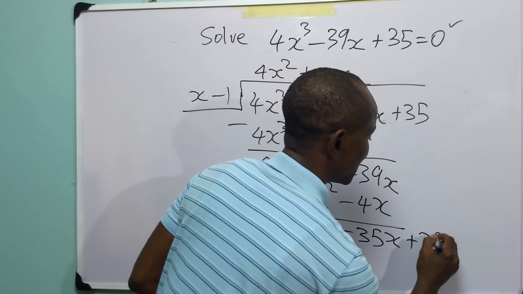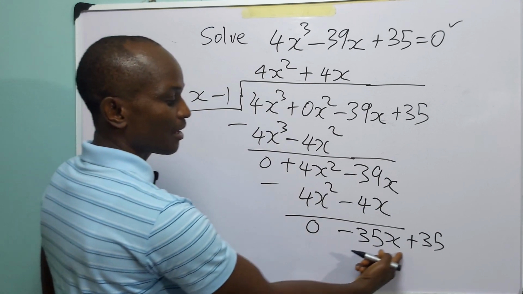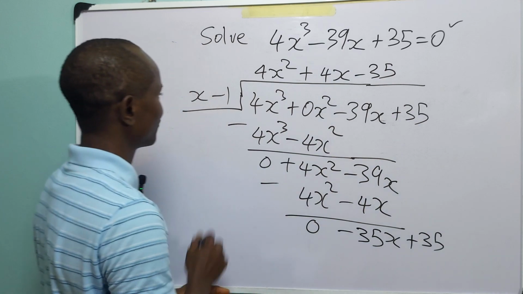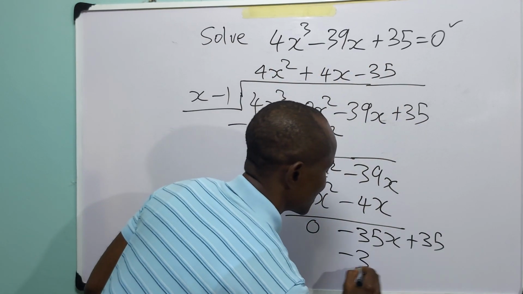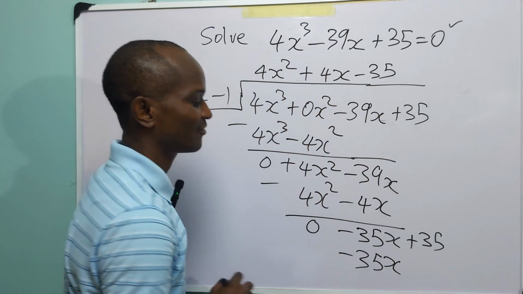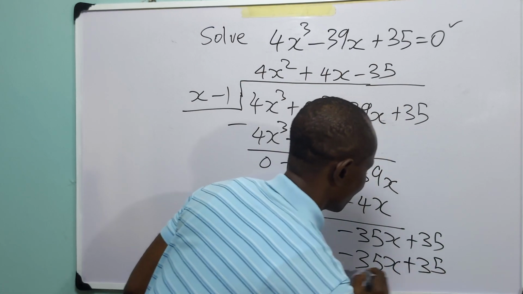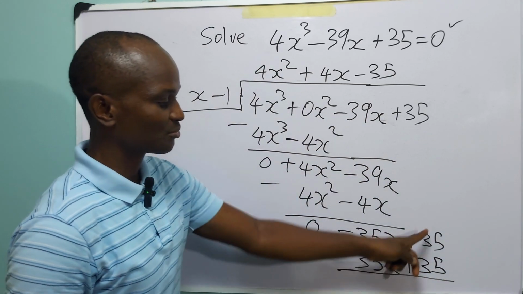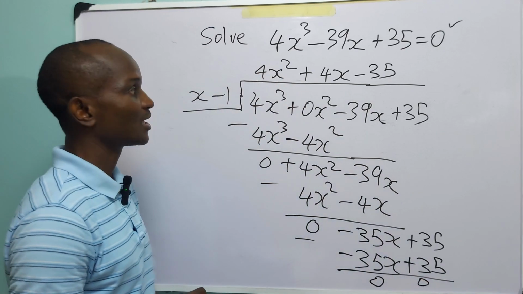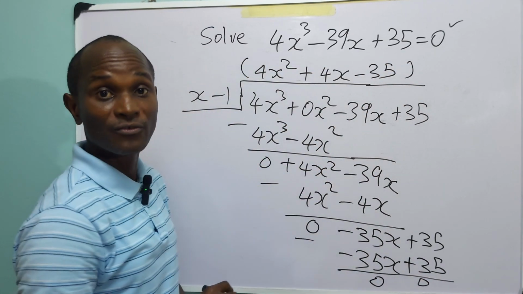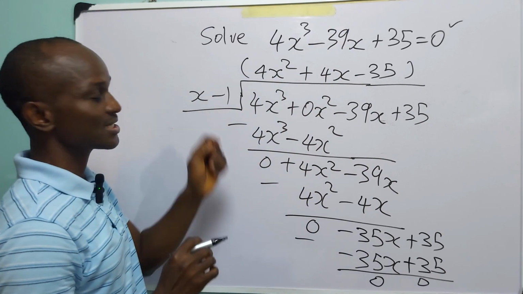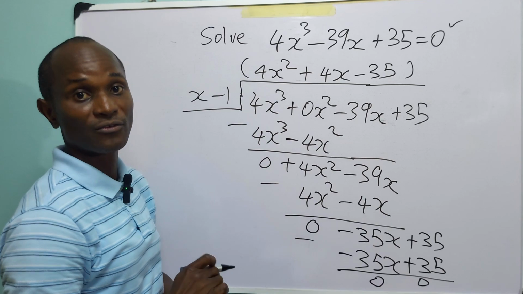We bring down the last quantity. Minus 35x divided by x is minus 35. This multiplied by this is minus 35x. Minus 1 multiplied by minus 35 is plus 35. And of course, when we subtract this quantity from this quantity, we have 0. So now we have found the second factor of this expression. Remember, the first factor is x minus 1. This is the second factor.